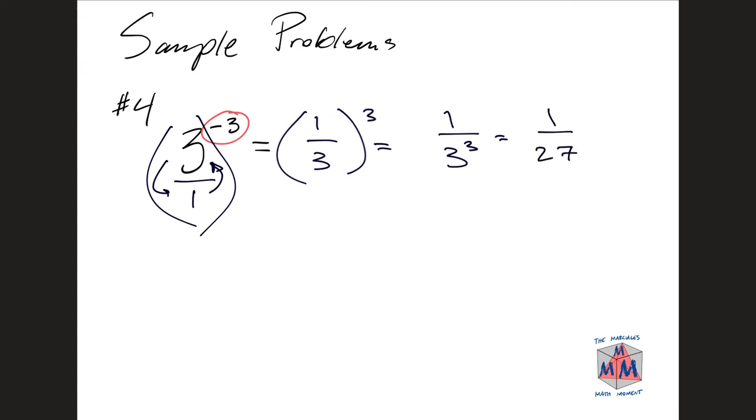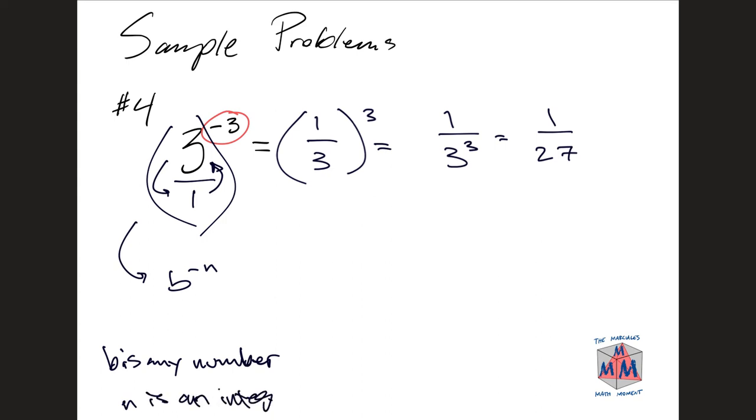So a negative in the exponent just means if I have b, where b is any number, and I have negative n, where n is an integer, this is 1 over b to the n. Okay, and we'll get into more fractions another time.